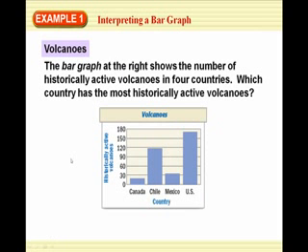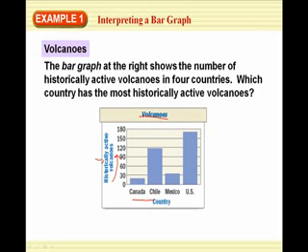So example 1, which is again on page 3 in your book, it says volcanoes. The bar graph at the right shows the number of historically active volcanoes in 4 countries. Which country has the most historically active volcanoes? You have a nice graph right here. I want to just talk a little bit about the graph. All good graphs have a title. That's the title. They have an x-axis and a y-axis. The x-axis goes on the bottom. The y-axis goes up right there.